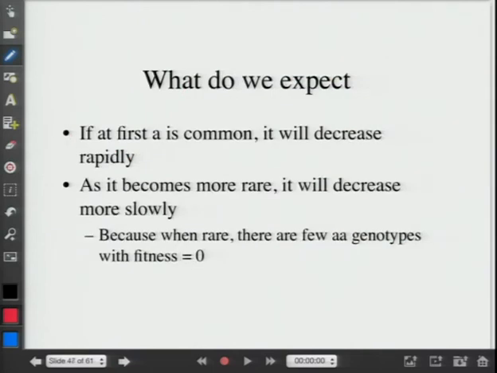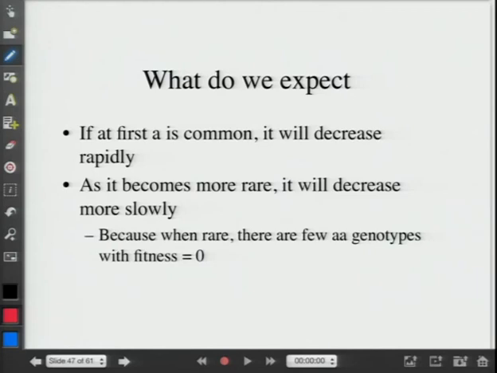So, if your starting conditions have this little a allele pretty common, if it starts out as common, then Q is a pretty big number, so Q squared is a pretty big number. So there are lots of sick, dying individuals. Selection is getting rid of that allele very, very quickly. You'd expect it to decrease really, really quickly.